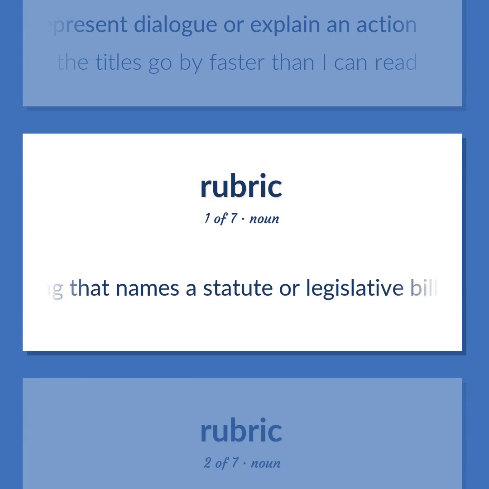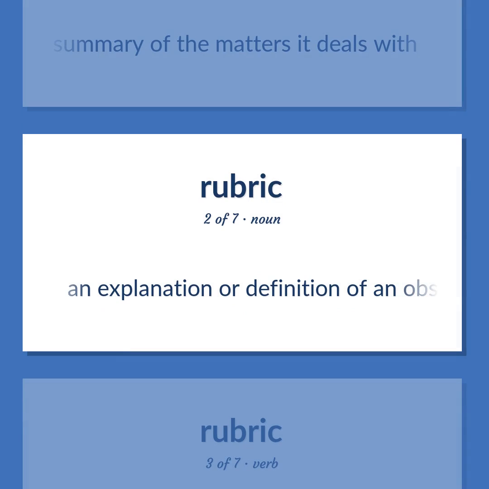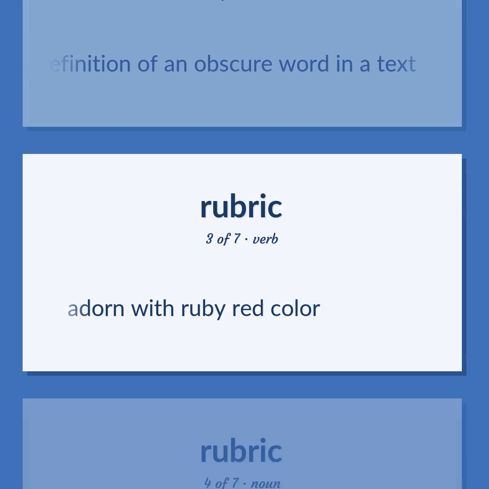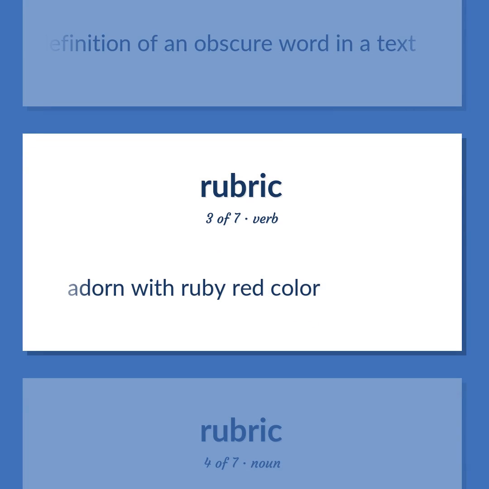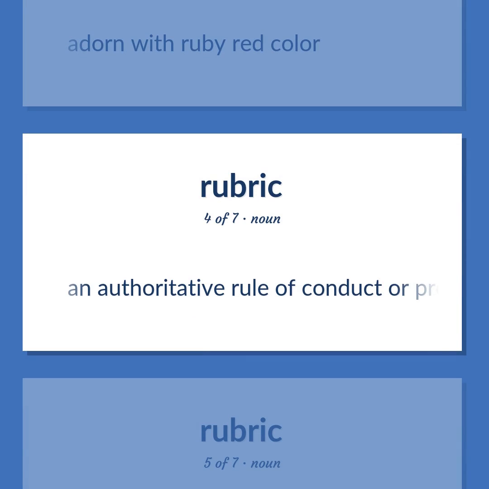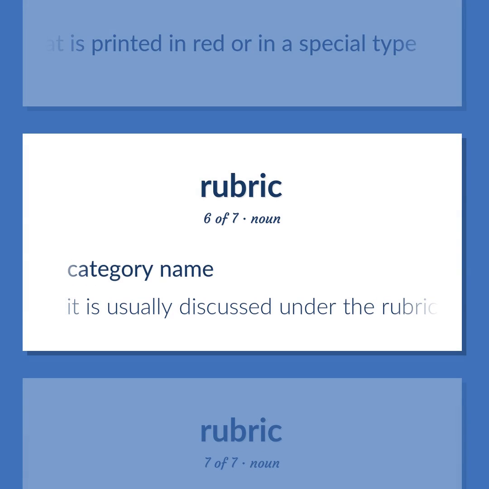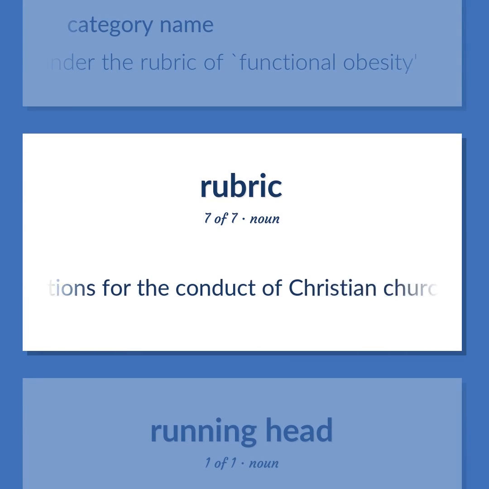A heading that names a statute or legislative bill. May give a brief summary of the matters it deals with. An explanation or definition of an obscure word in a text. Adorn with ruby red color. An authoritative rule of conduct or procedure. A title or heading that is printed in red or in a special type. Category name. It is usually discussed under the rubric of functional obesity. Directions for the conduct of Christian church services, often printed in red in a prayer book.